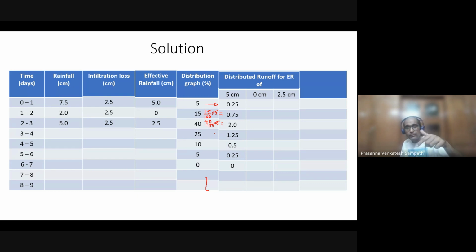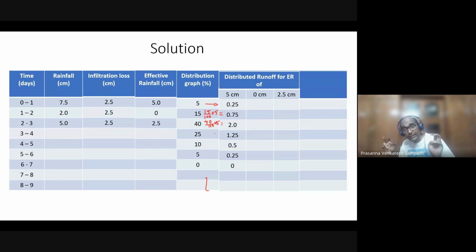If you add all of this up, you will get 5 centimeters. Just check: 0.25 plus 0.75, 1, plus 2, 3, plus 1.25, 4.25, plus another 0.5 centimeters, that's 4.75, and then on the last day 0.25. So you add all of that up, you will get 5 centimeters of excess or effective rainfall distributed over these 6 days.